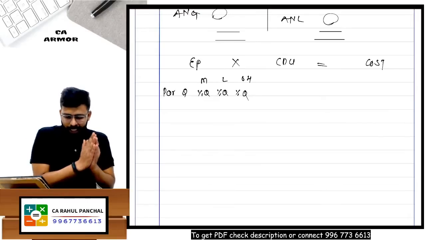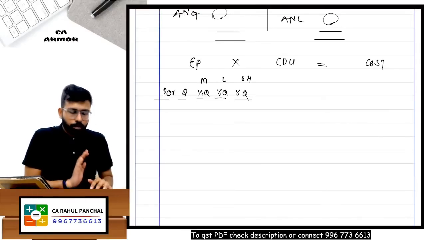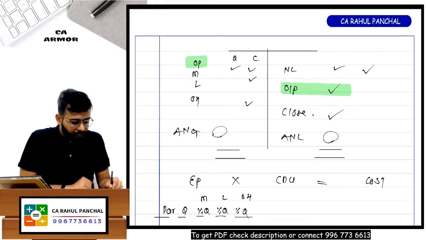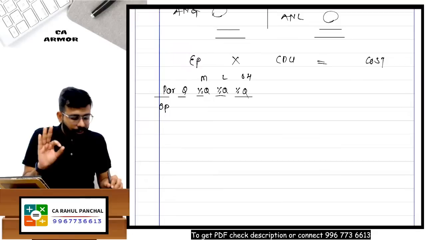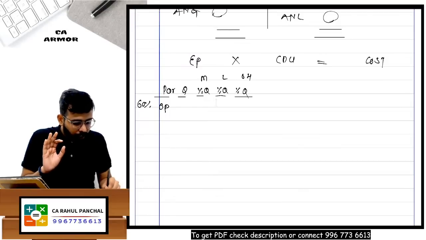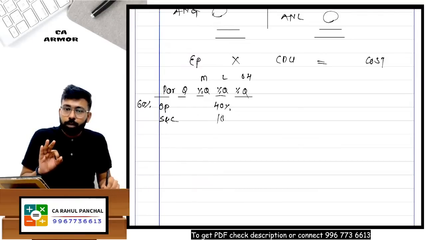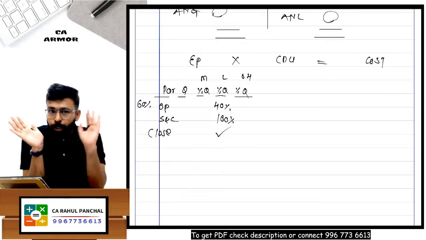Now understand this. Whatever output you have transferred has been divided into 2 parts: something from opening and something from input material. For opening WIP, whatever percentage is given, say 60% in the question, you will write 40%. For started and completed, it is always 100%. For closing WIP, whatever percentages are given, just copy those percentages. For opening, take the balance percentages.